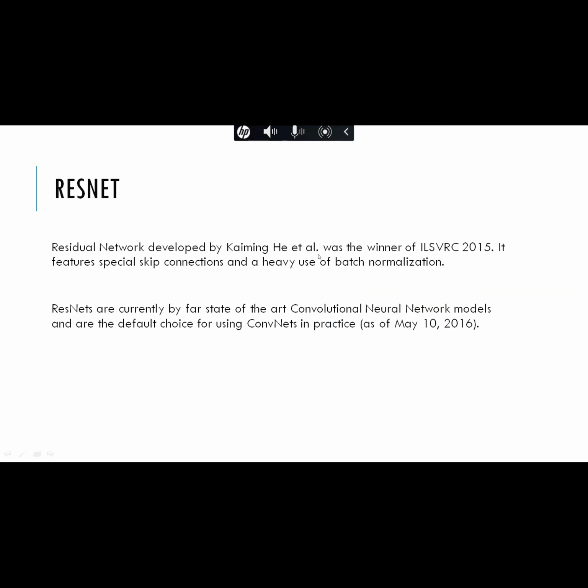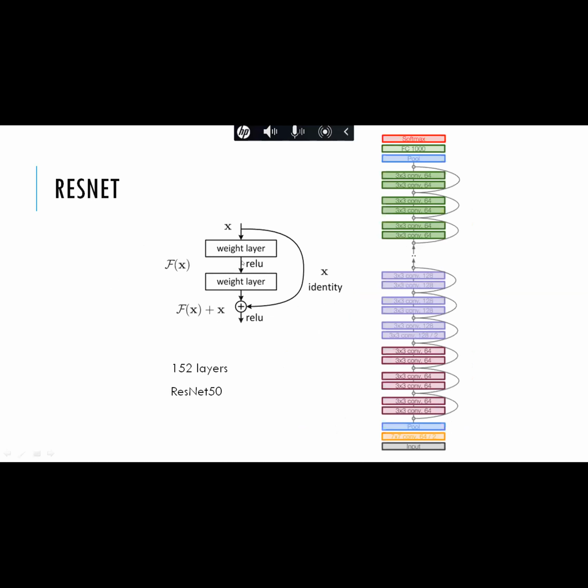Then the residual network, developed by Kaiming He and his partners, the winner of ILSVRC in 2015. So it features special skip connections and the heavy use of batch normalization. And it is currently by far the state of the art of convolution neural network models and the default choice in practice. So you can see here the weight layer.